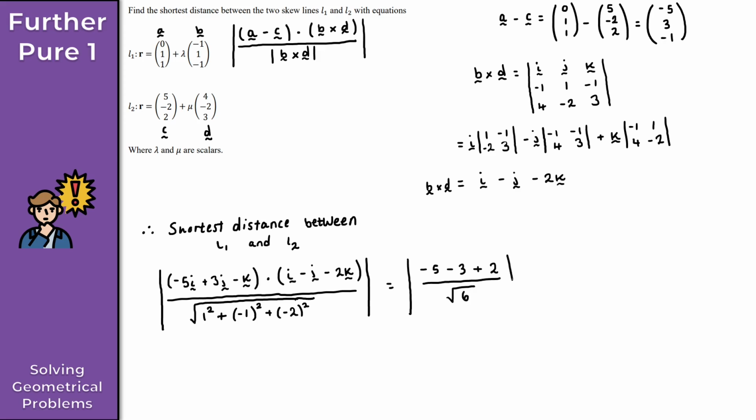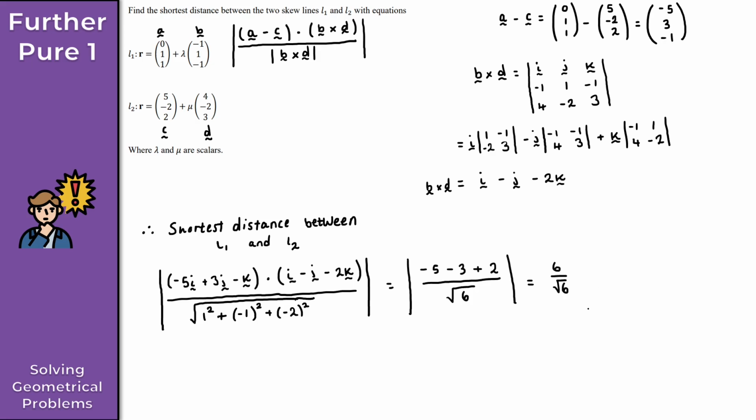Like so. So we simplify this here, then what do we get? So I get minus 8 plus 2, so that's minus 6 here within the numerator. If we take the modulus of this result here, what we get left with then is 6 over root 6, okay?